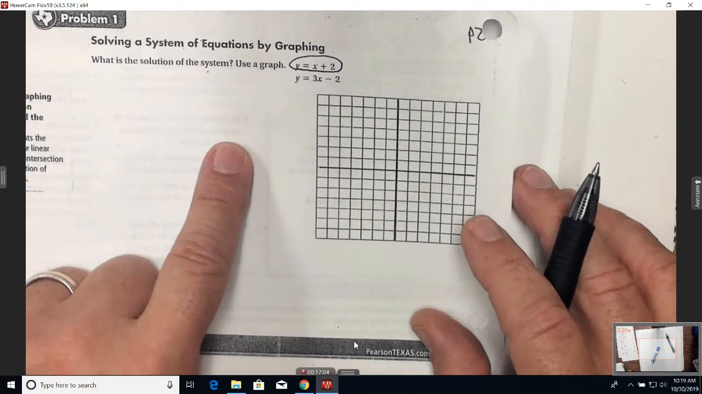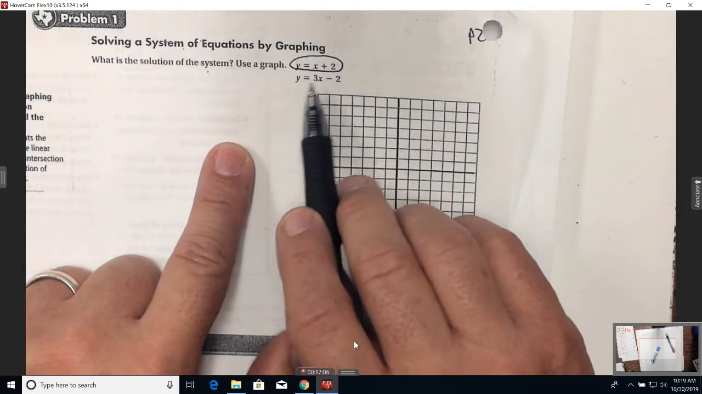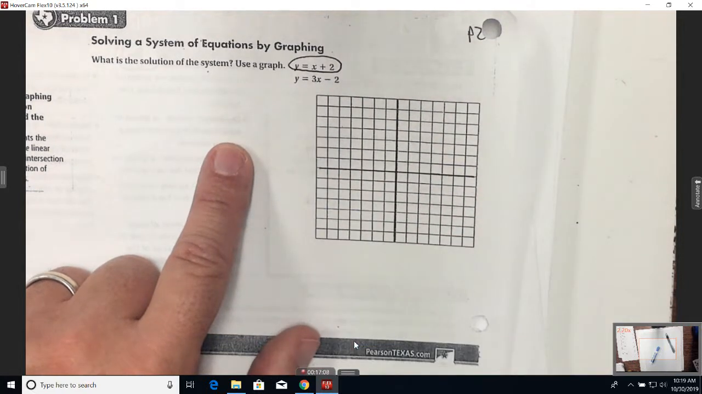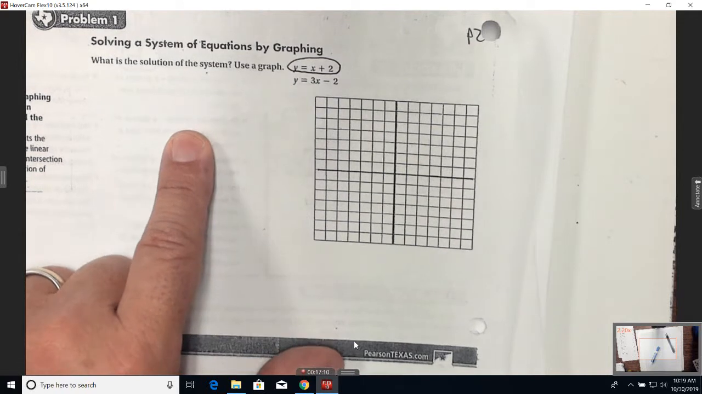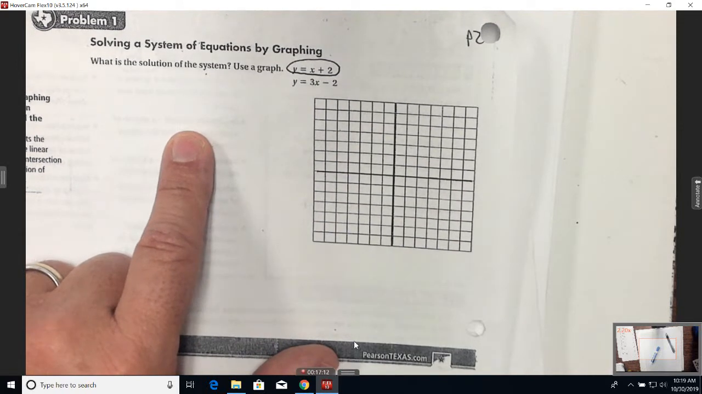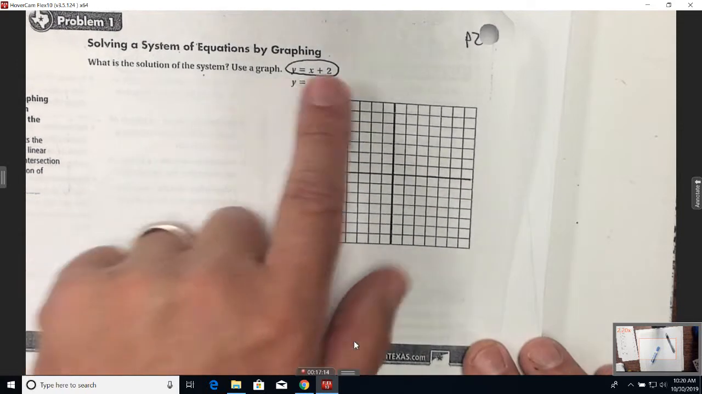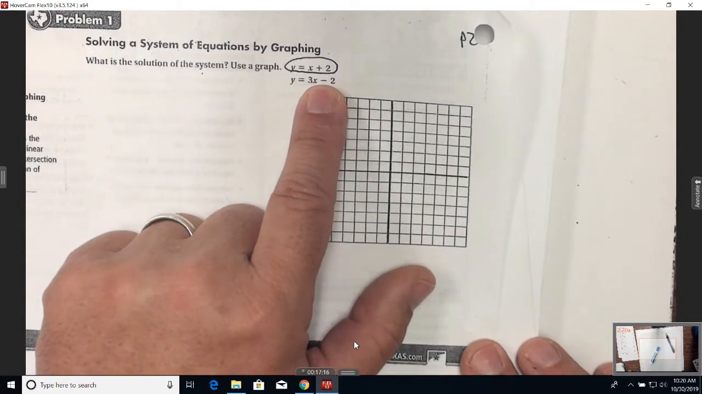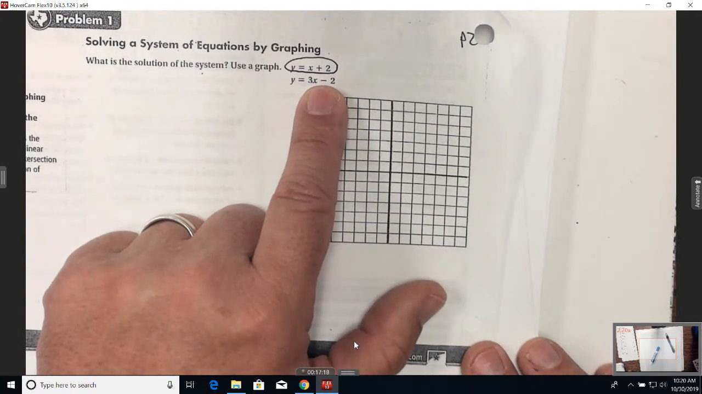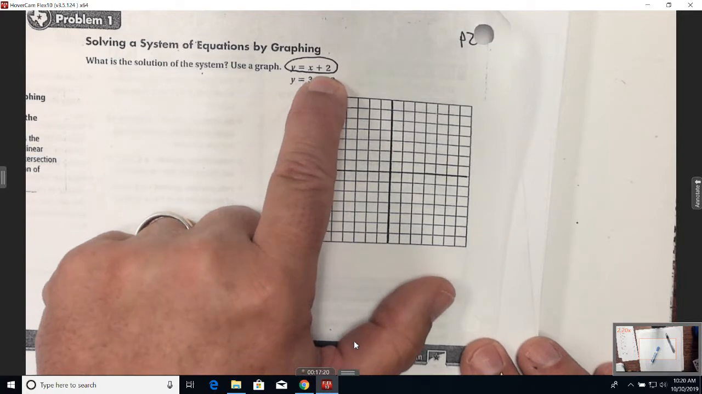Solve that system of equations. So find the value of x and y that makes this one true and this one true. To do this, we're going to do it by graphing today. So how do I graph this first equation? Well, it's in slope-intercept form. Can you tell me the y-intercept? Where does this cross the y-axis?